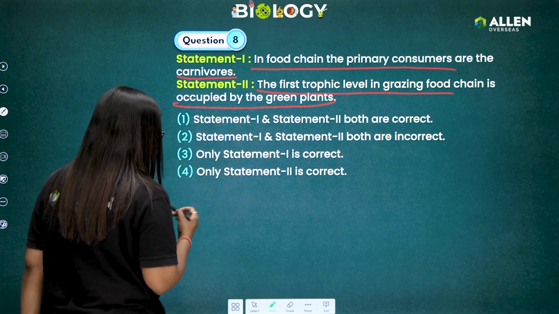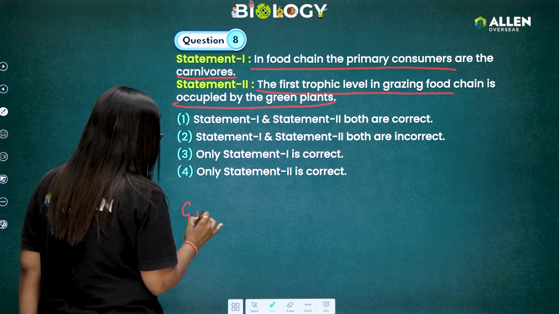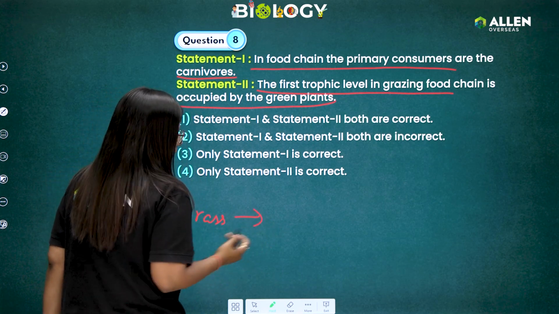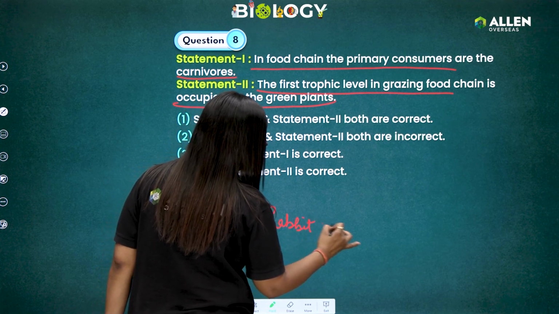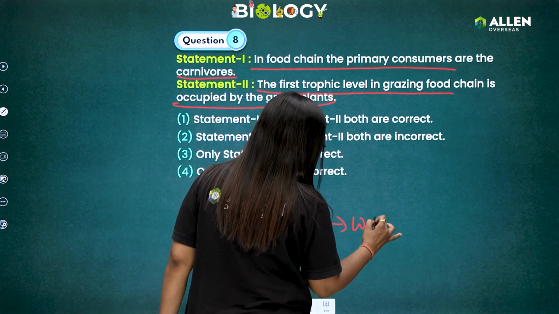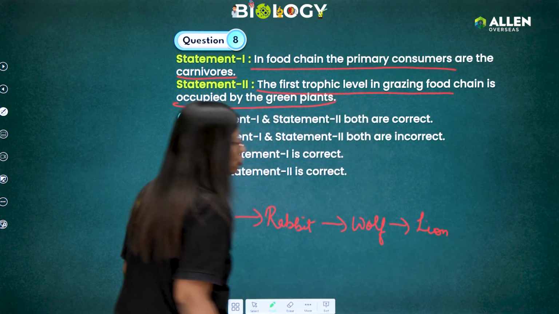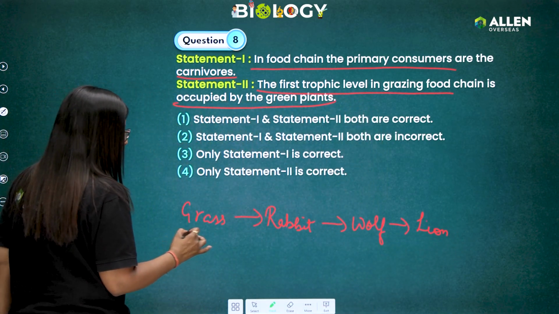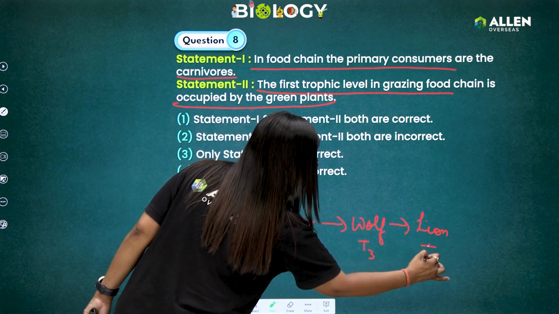Now, when I'm drawing a food chain, suppose I'll take a grazing food chain because they're talking about this only. So I have taken grass. Then grass is eaten up by, say, rabbit. Rabbit is eaten up by, say, wolf. And the wolf is eaten up by lion. Right. So this is a simple grazing food chain. Now let's mention their trophic level. So this is T1, this is T2, this is T3, this is T4.